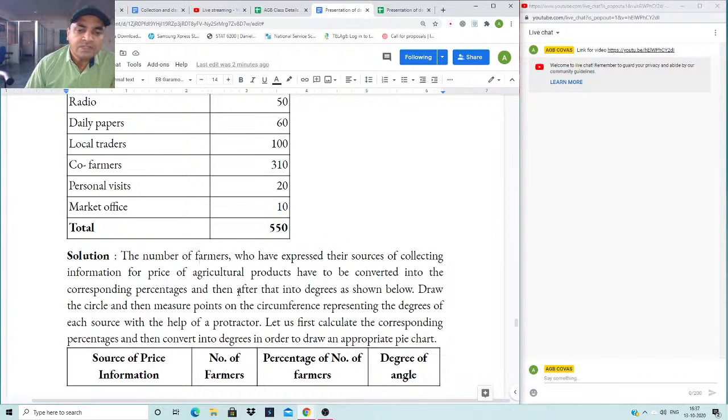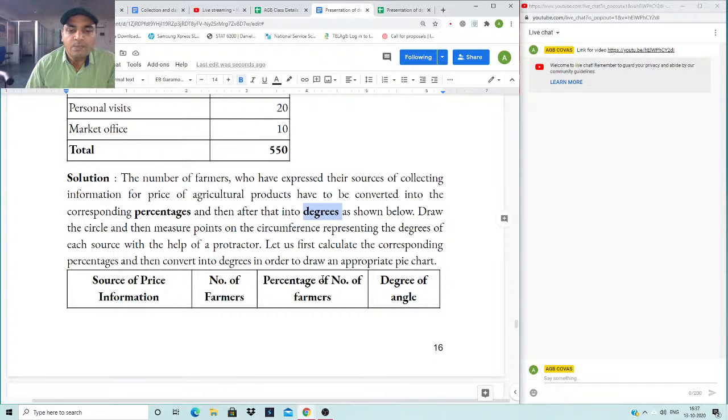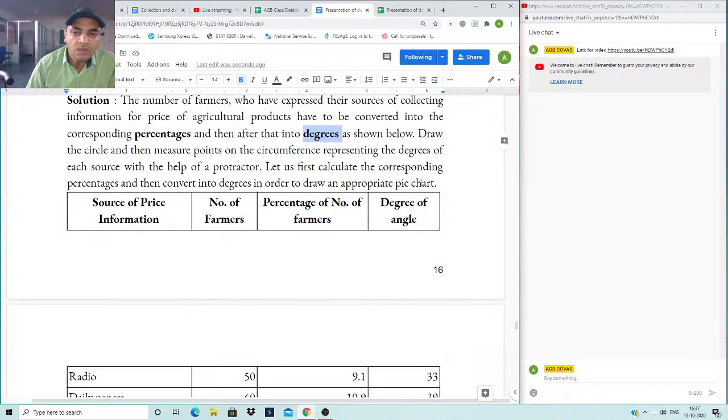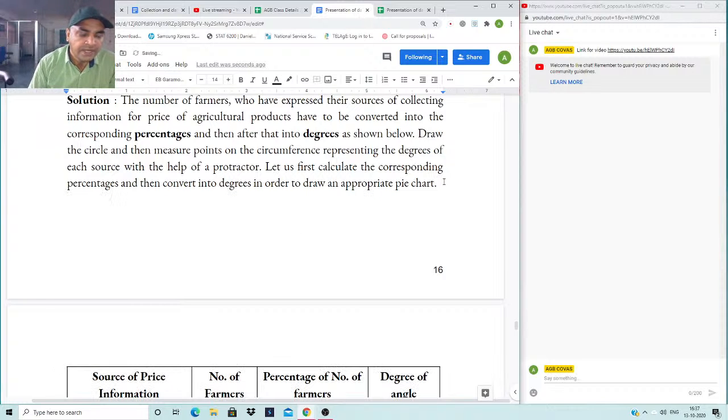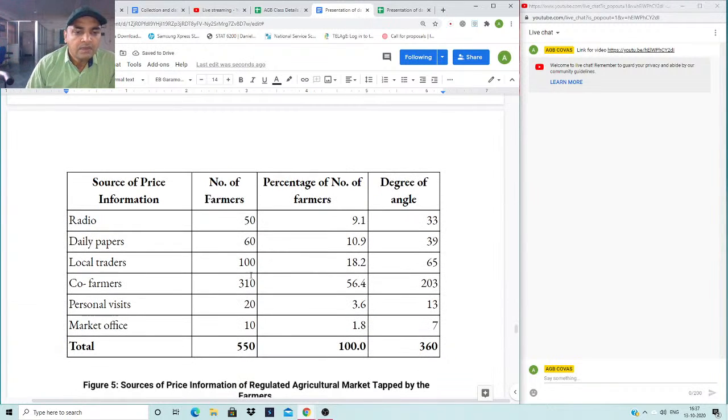The numbers of farmers who expressed their source of collecting information on prices of agricultural products have to be first converted into corresponding percentages and then into degrees. Once they have been converted into degrees, the degrees can be drawn in the form of a circle using a protractor. Now we'll bring down the table. Earlier we had this much of the table with us, and now we have added two more components to it.